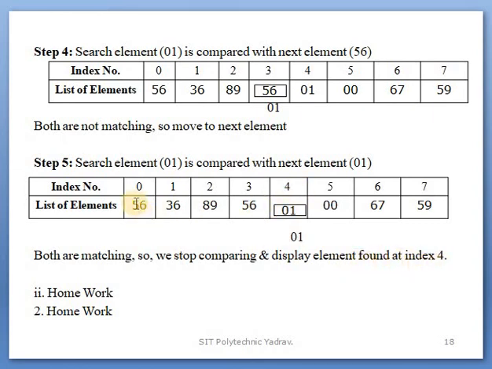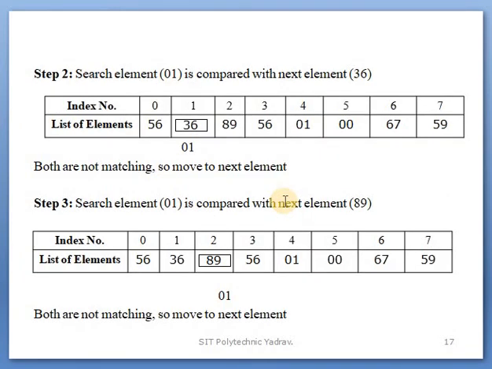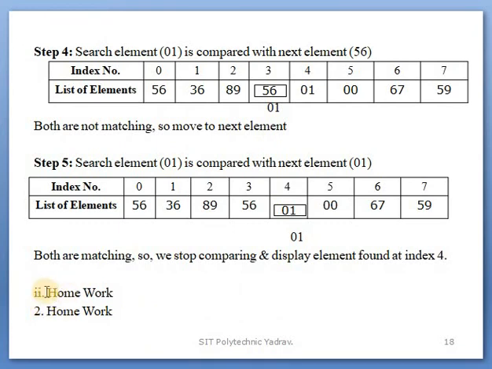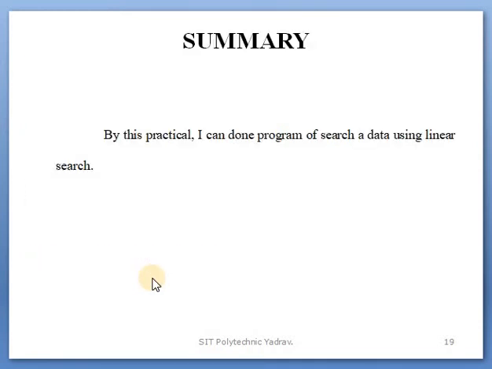Why 4? Because 0, 1, 2, 3, 4. The array starts with location 0, so the element is found at index 4. Is the procedure clear? It is shown diagrammatically. The second question is homework for you, and the other second question is also homework for you. I have demonstrated one question from the main questions.